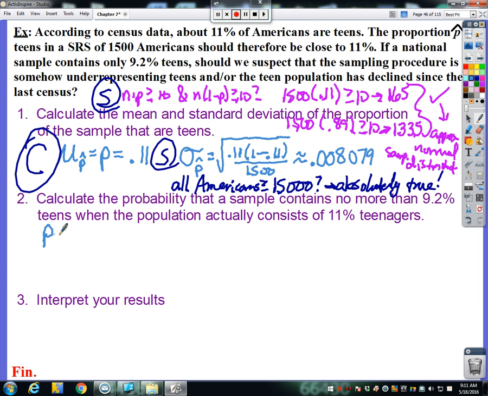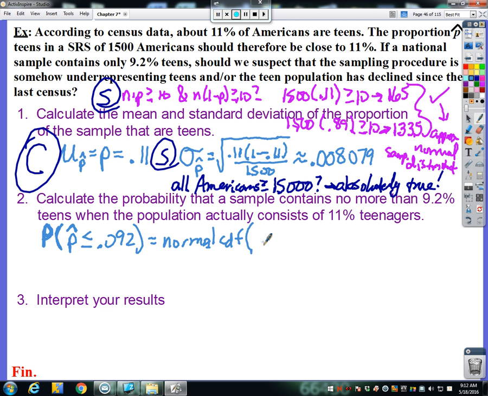So we're going to calculate the probability that we have no more than 9.2%, which means we're looking at a sample proportion, a p hat. So capital P, what is the probability that we find sample proportions that are less than or equal to 0.092? It's really not going to matter if we include the or equal to or not. It doesn't add anything to our overall probability. And we get to use normal CDF. Why do we get to use normal CDF? Because we verified the shape of the sampling distribution was approximately normal.